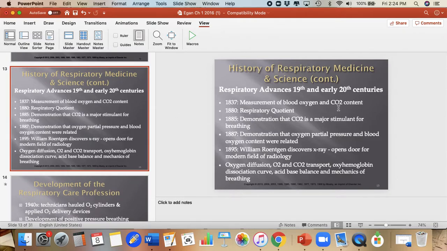So the measurement of blood oxygen and CO2 content, we have the respiratory quotient, which we use all the time in the respiratory program. Demonstration of carbon dioxide is a major stimulant for breathing. You have to have CO2 in order to breathe.